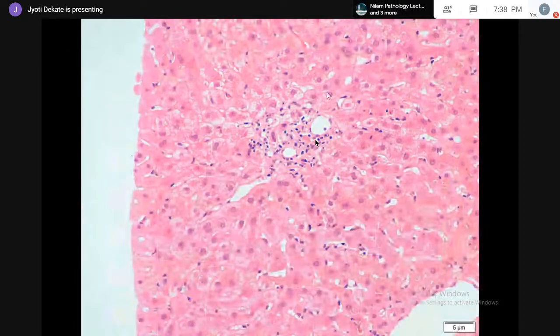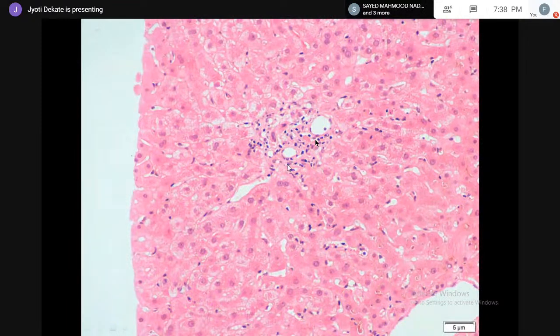So here again we can see this portal area. Here is the central vein, and this is the hepatocytic cord. As we see here in the portal area, there are a few scattered lymphomononuclear cells, and it is restricted to the portal space.